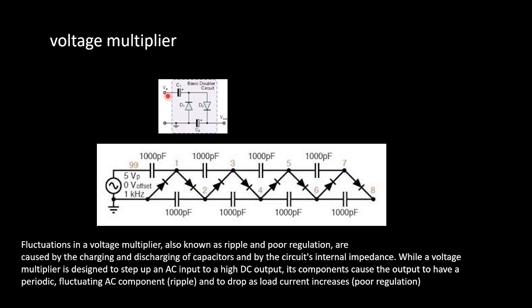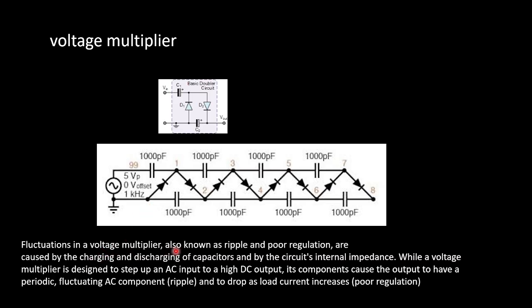Okay, so if we need more than 2, what to do? We can consider this a doubler circuit where we have two capacitors and two diodes. We can extend this same circuit. This is a doubler, and this is again a doubler, and like that you can extend it to get any type of multiplication.